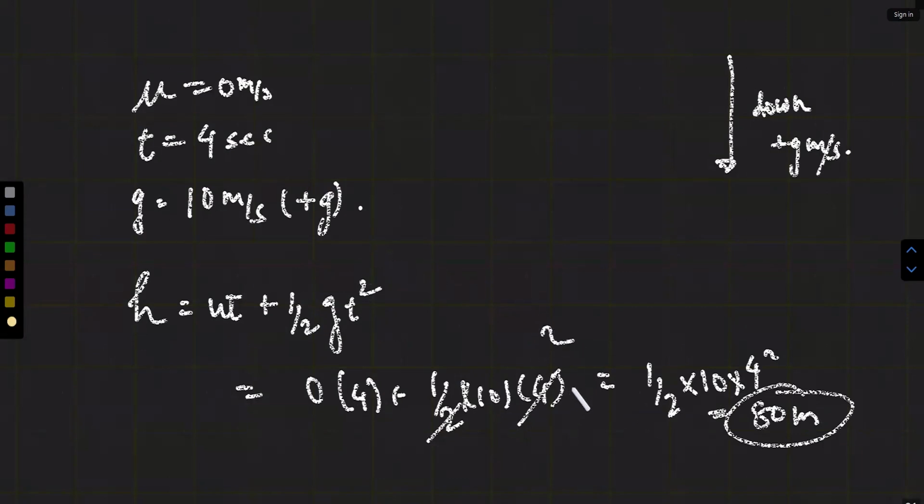Oh, this is 4 square, right? So it is 4 over here. So that's why I got confused by the answer. Okay. I hope this is clear.